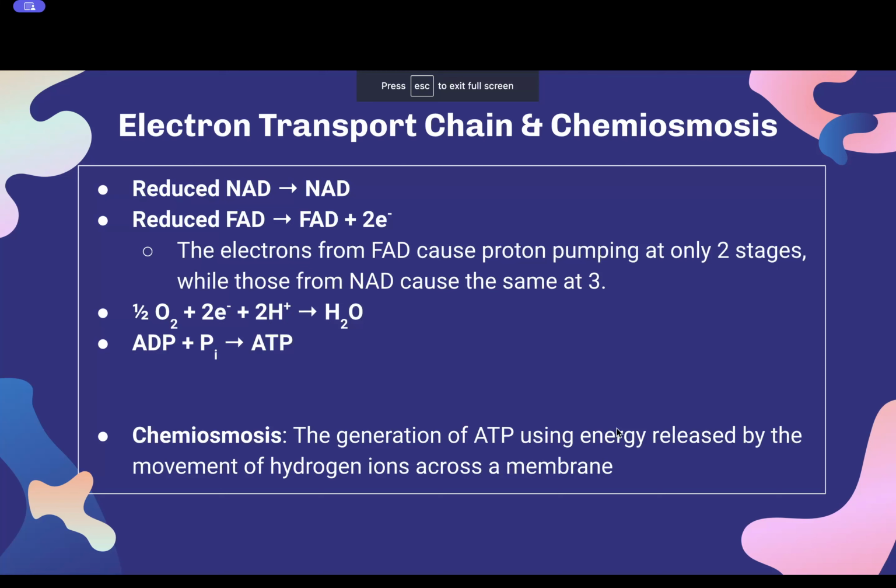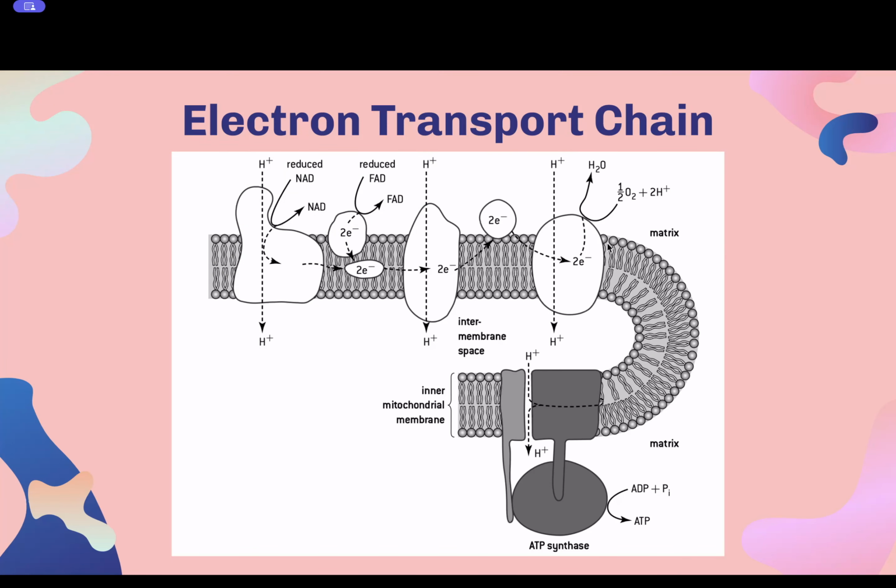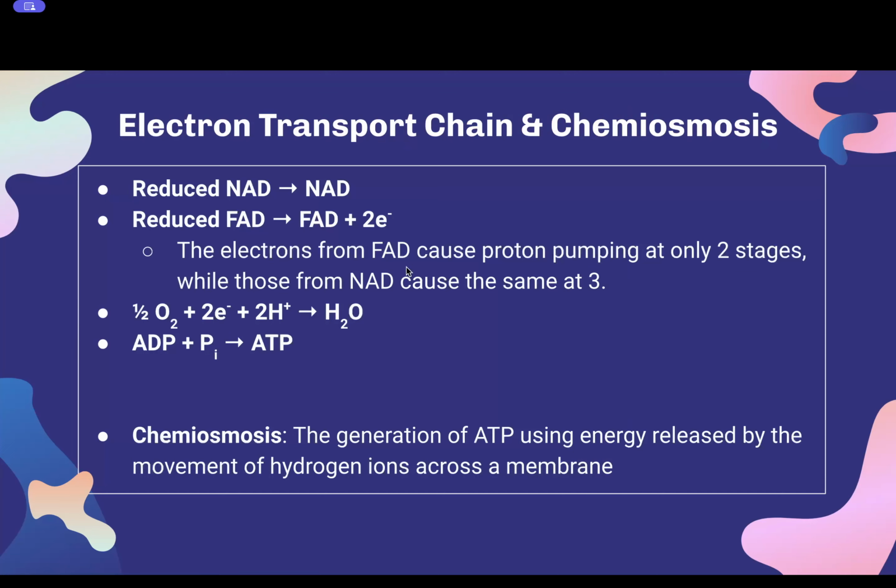So reduced NAD will convert into NAD, or if you want to think about it in terms of H, NADH will convert into NAD plus, and that is what will provide enough energy for the first proton pump to push H plus ions. In another peripheral protein, FAD will deposit 2 electrons, which is what causes proton pumping at 2 stages, the 2 proton pumps after the deposit. But the energy of NAD and the electrons of NAD cause proton pumping at all 3.